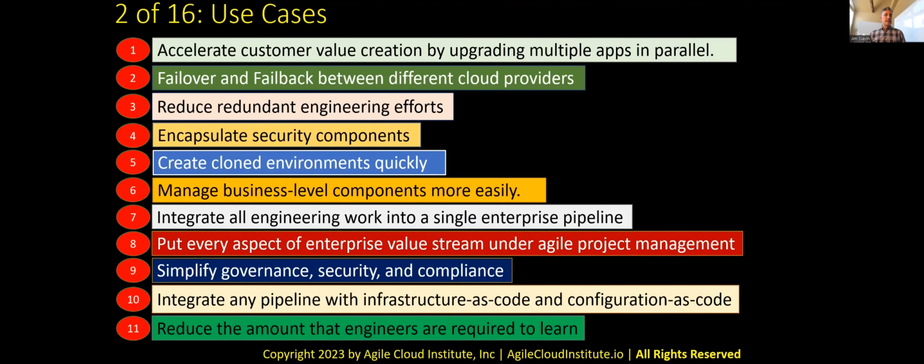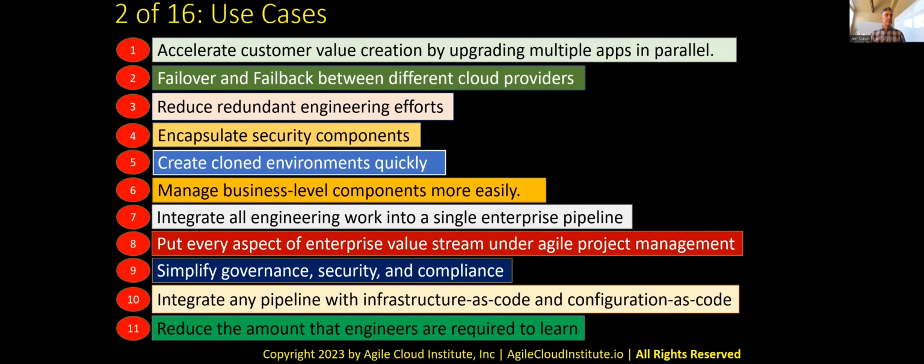And an 11th use case involves reducing the amount that your engineers are required to learn. And that's implemented on many different levels here by improving reusability and by encapsulating different types of knowledge that are embedded into your systems into reusable elements so that your engineers can focus on the things that they each need to do really well without having to learn huge amounts of things that are outside their scope.